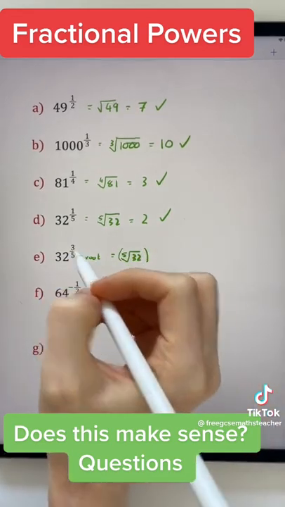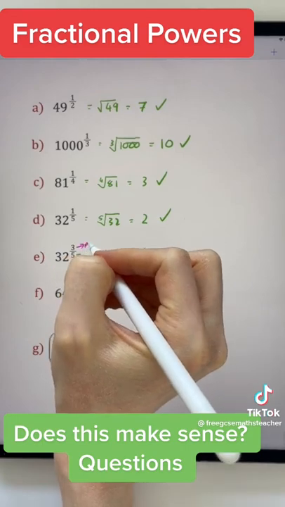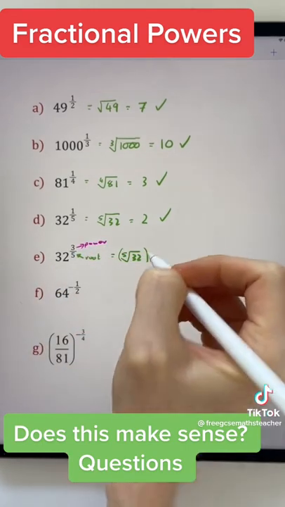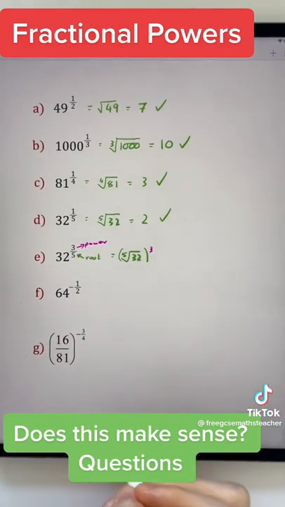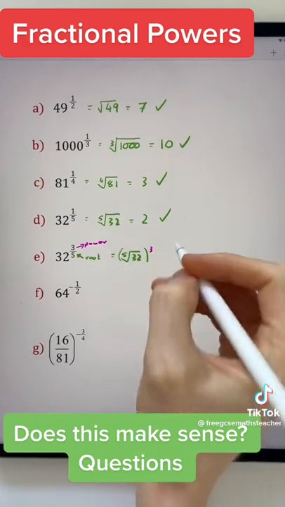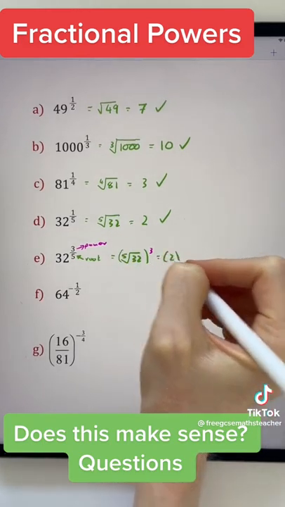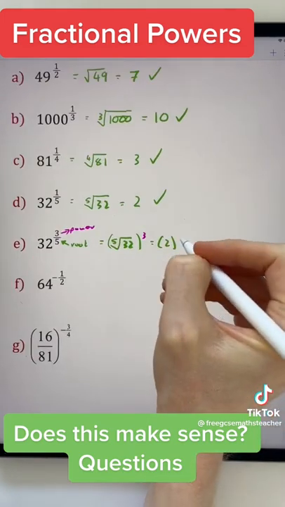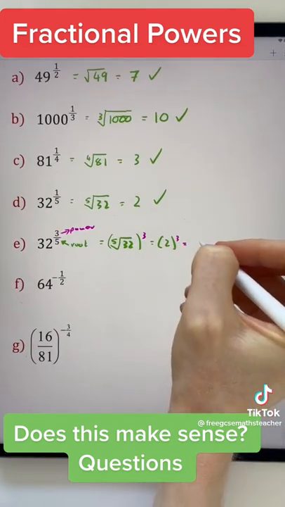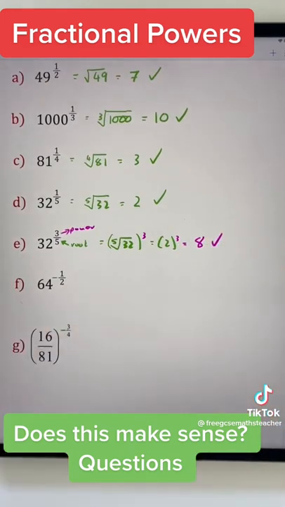And the number on the top of the fractional power is our power. Here we have a power of 3. So I'm going to cube my answer at the end. Well, the fifth root of 32, we worked out earlier. Fifth root of 32 is 2. And 2 cubed, 2 multiplied by 2 multiplied by 2, does indeed give me 8.